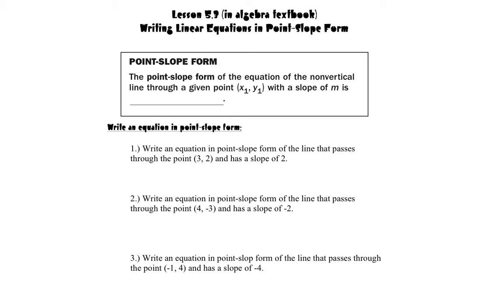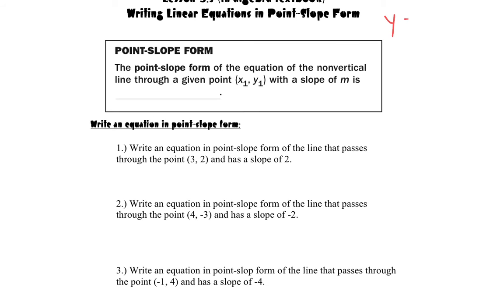Hey guys, all right, today we are going to learn how to write linear equations in point-slope form. So we've spent a lot of time graphing in slope-intercept form. So, quick review of that. Slope-intercept form is y equals mx plus b.